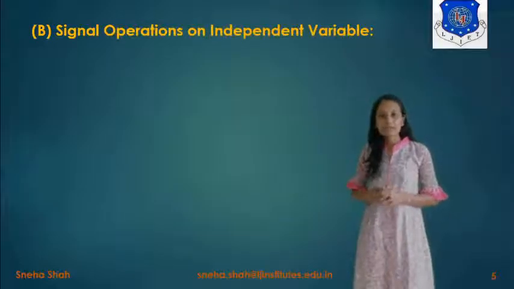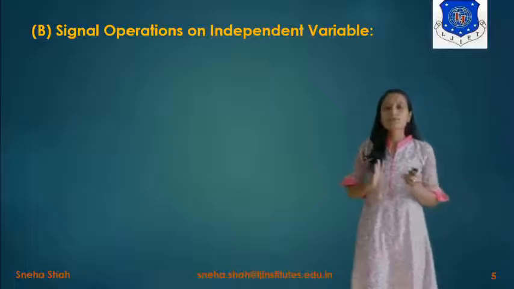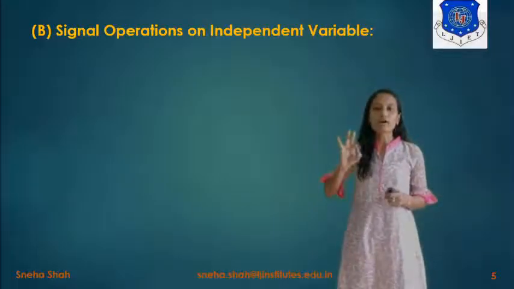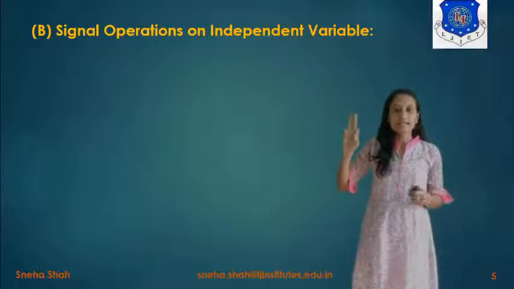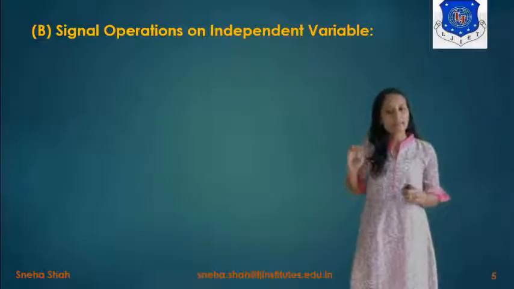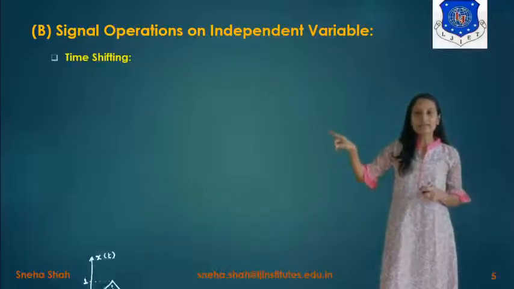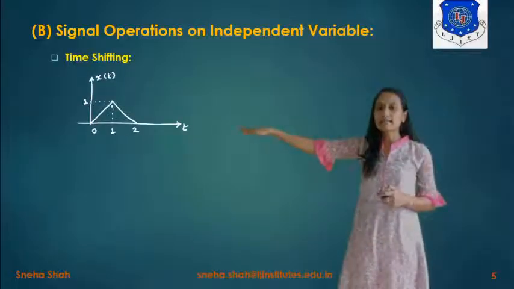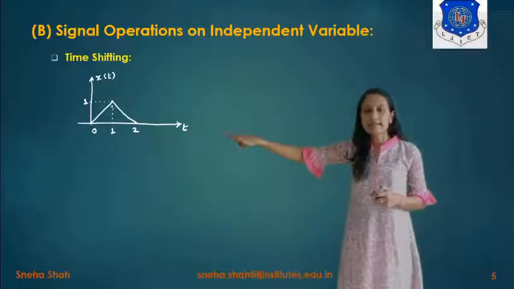Now the next operation is on the independent variable, means on the x-axis. We can do three operations: the first one is time scaling, then time shifting, and time inversion or time reversal. First of all I am starting with time shifting. Suppose we take this signal as the original signal x of t. This is basically a triangular signal.